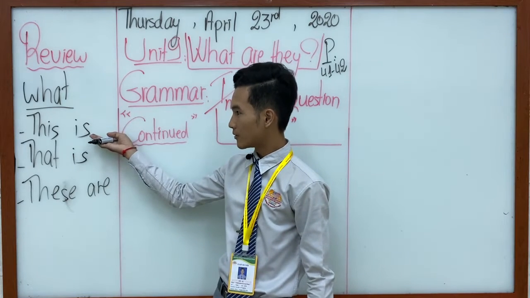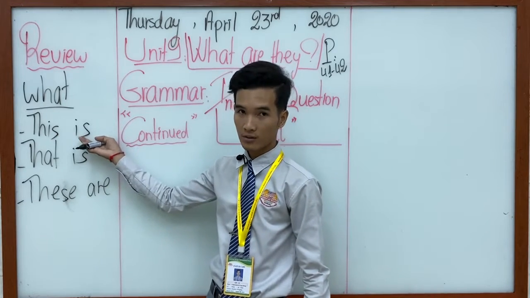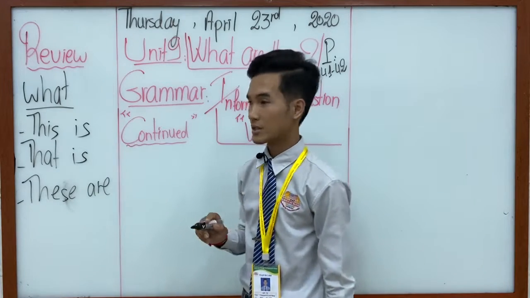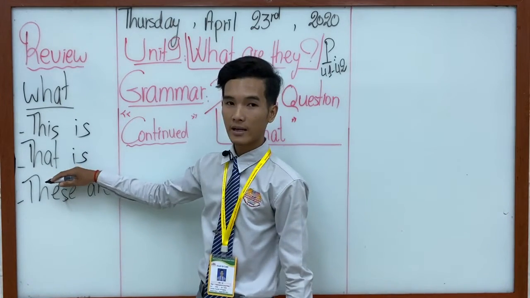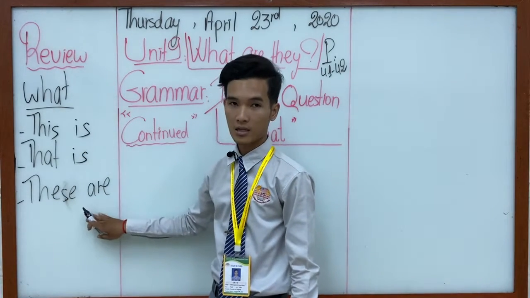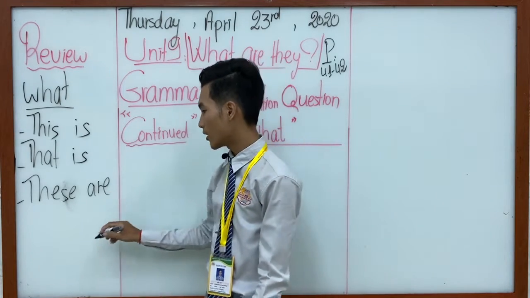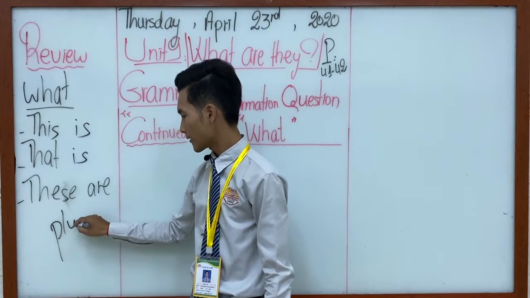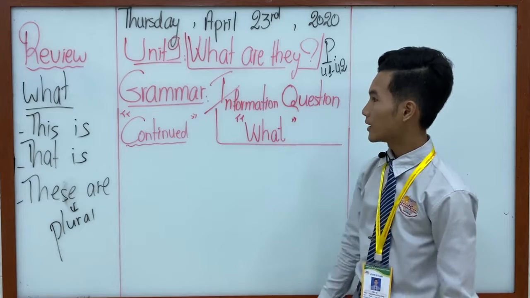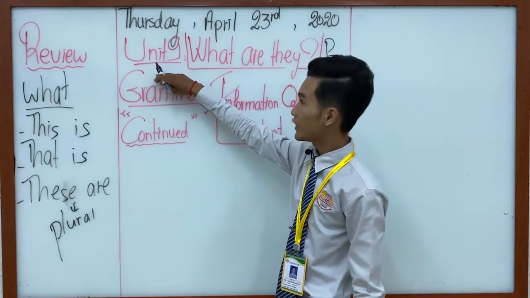So this is. When do we use this is? We use this is for only one thing, or we can say singular. And how about that is? The same as this is. And how about these are? We're talking about more than one thing, or we can say plural, right? Okay, plural. Okay, now we are continuing the same unit, unit 9.